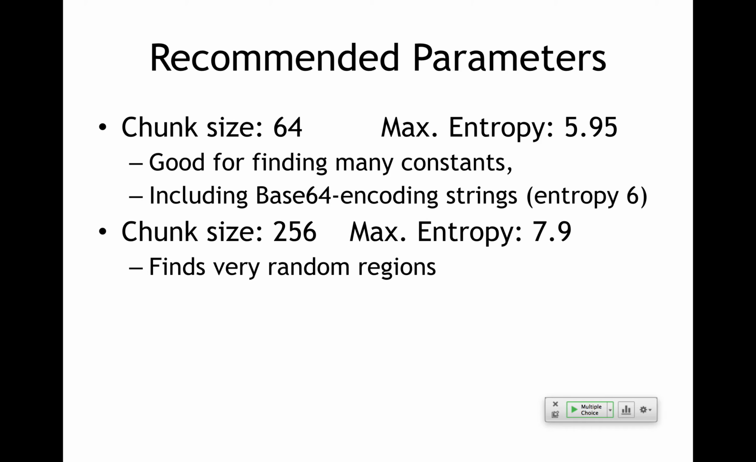So here's some common parameters. If you look for 5.95, you found base 64 encoded stuff. It's got 6 bits of data in every byte. If you find entropies like 7.9, you've got random stuff. This is stuff that's compressed or encrypted typically.